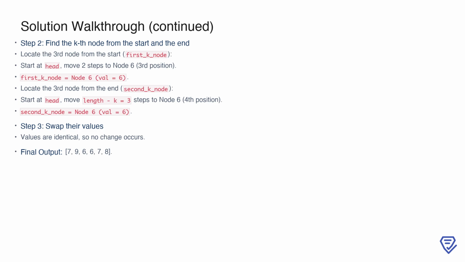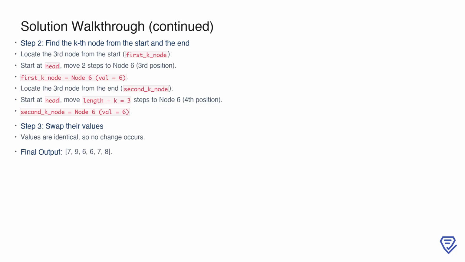For the second example, we now locate the kth nodes from the start and the end. The third node from the start is found by moving 2 steps from the head to reach the first node 6 at the third position. This makes first_k_node the node with a value of 6. For the third node from the end, we calculate length - k, which is again 3, and move 3 steps from the head to reach the second node 6 at the fourth position. This makes second_k_node the node with a value of 6 as well.